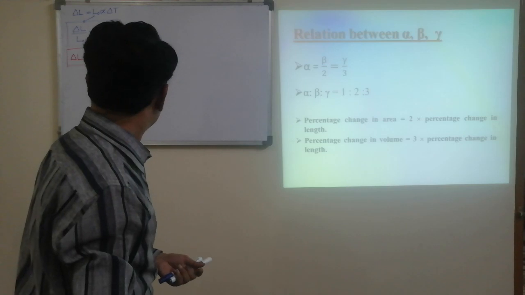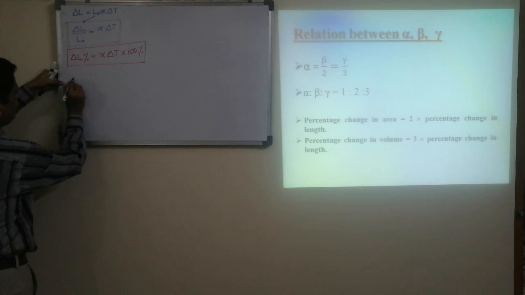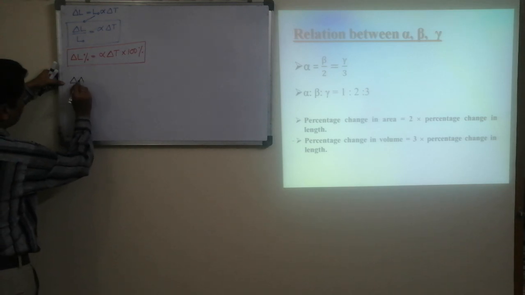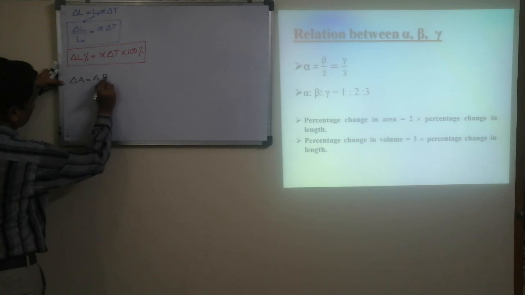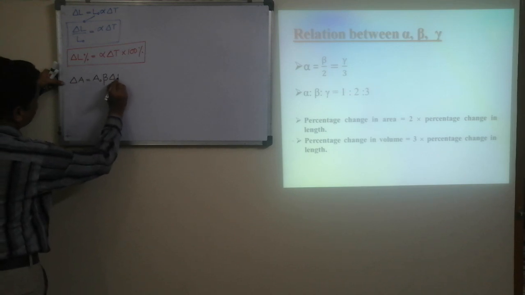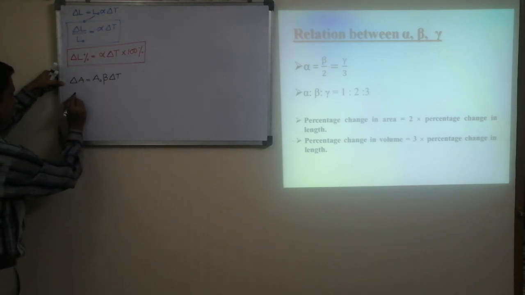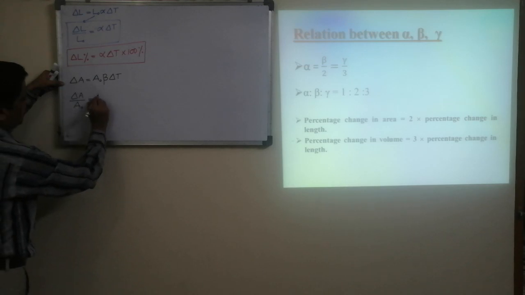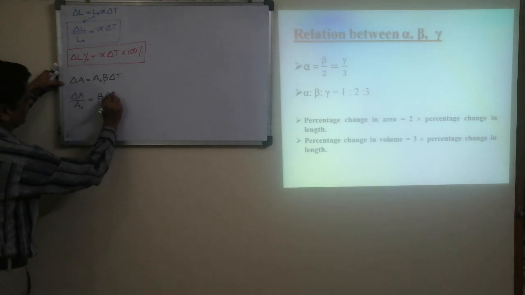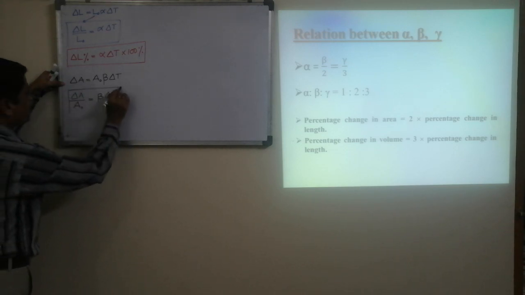Next, whenever I take area, delta A is equal to A naught beta into delta T. If I bring A naught this side, then delta A by A naught is equal to beta into delta T. This is called fractional change in area.